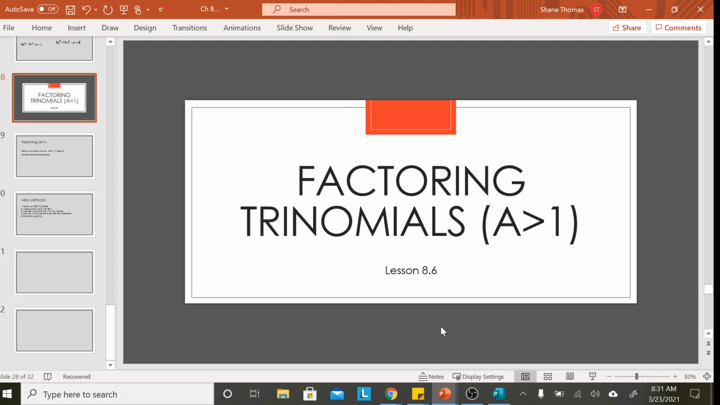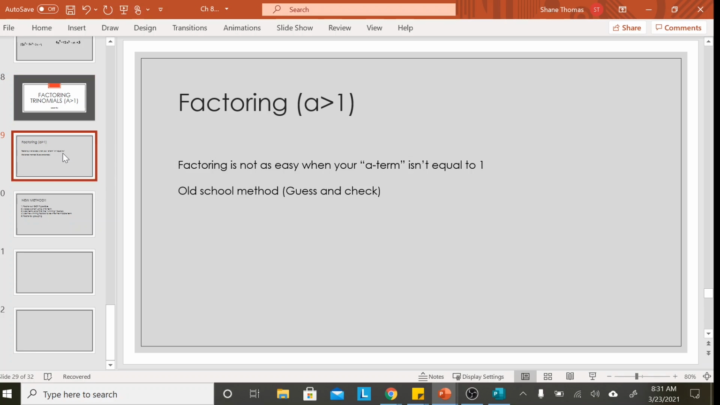And then we just said to ourselves, all right, what are two things that we can multiply together to get c and add together to get b, correct? All right, so whenever we get to this form, we have a whole new thing going on. First off, it's not quite as easy when your a term isn't equal to 1. So let's look at the old school method, for instance.